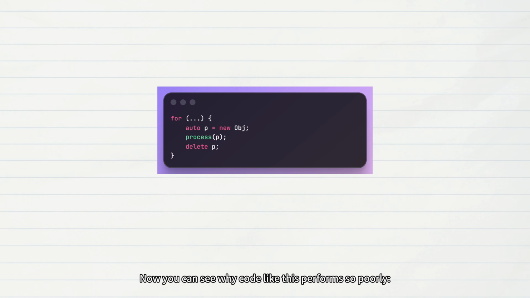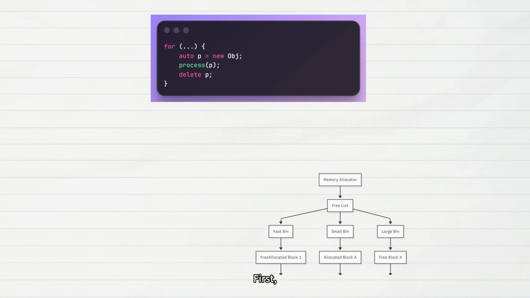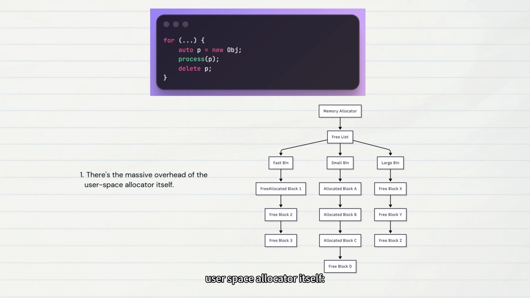Now you can see why code like this performs so poorly. First, there's the massive overhead of the user space allocator itself. Frequent new and delete forces the allocator to constantly search free lists, split and merge memory, and update chunk metadata. In multi-threaded environments, this also introduces global lock contention on the allocator, causing threads to block each other. Each allocation and deallocation is a real cost.